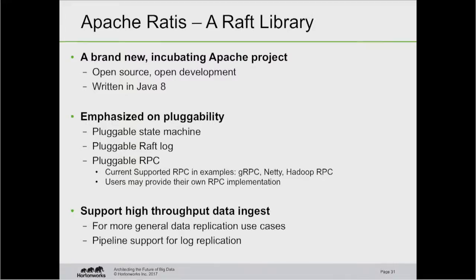For our Raft work, we want to finally provide a general Raft library. So currently, we have created a new Apache incubating project called Apache Ratis. In this library, we make the state machine implementation, the Raft log implementation, and also the RPC implementation pluggable, so that other projects can utilize this library.